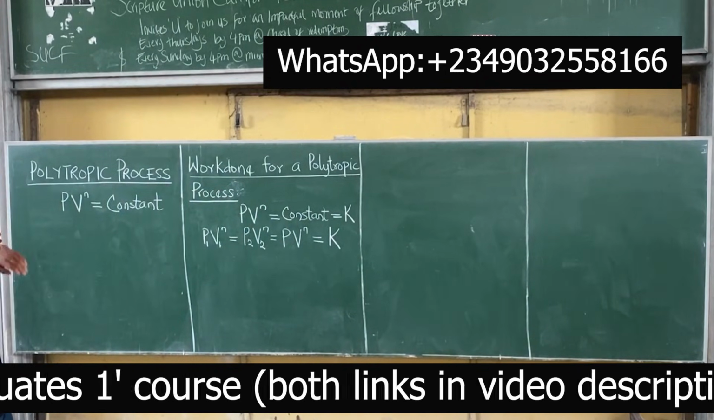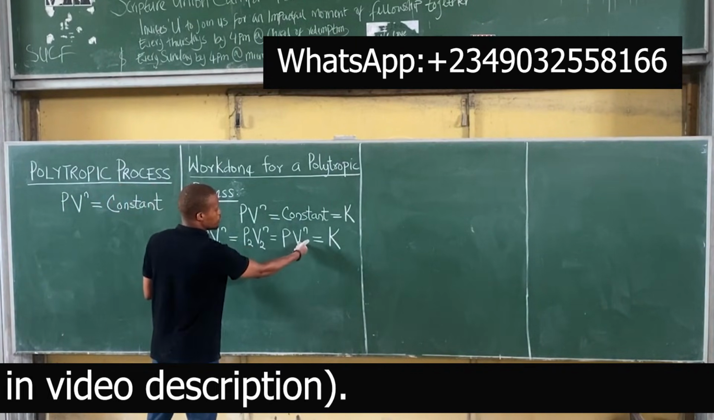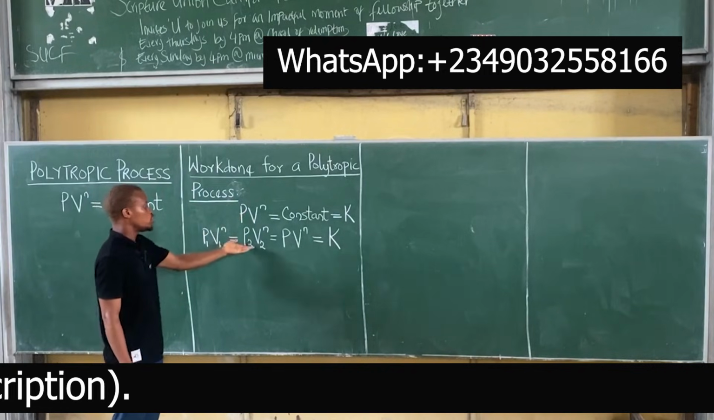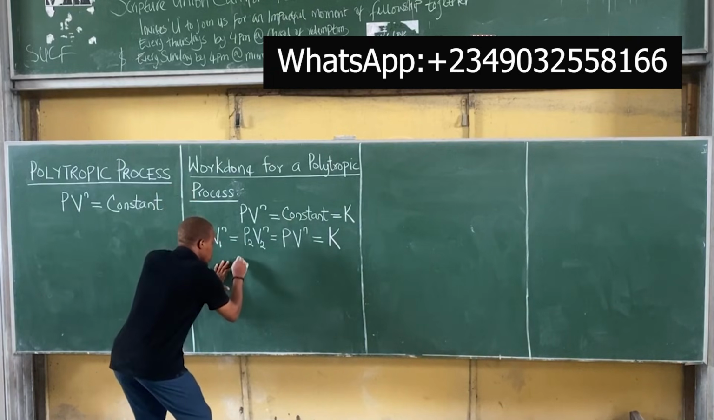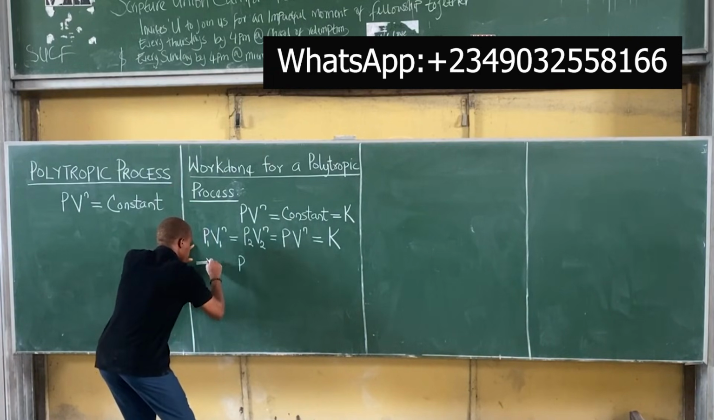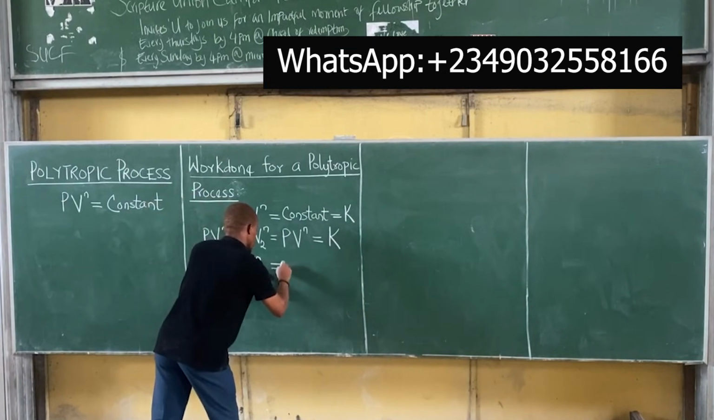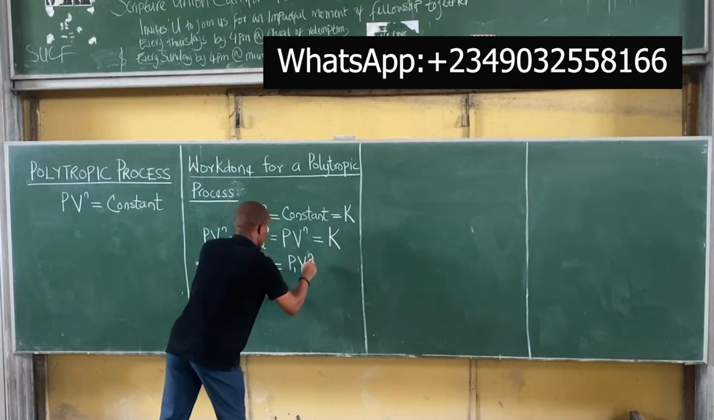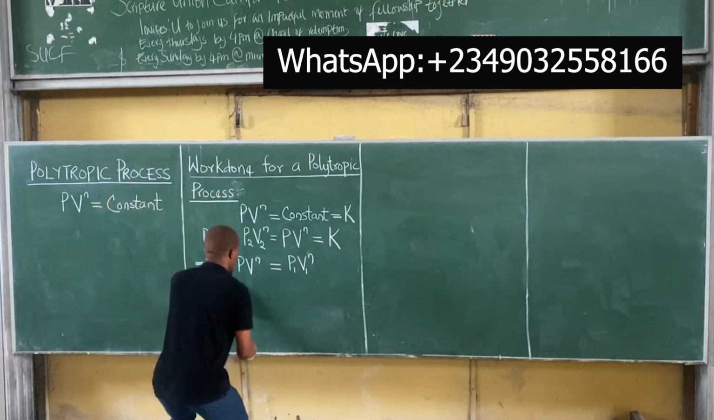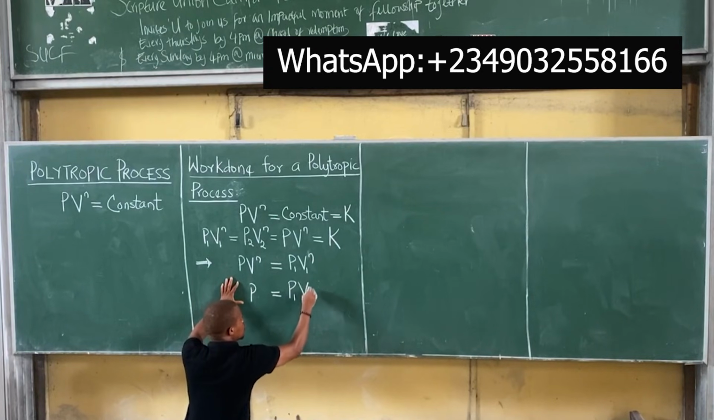Now I can make P my subject of formula from there. Using any of the parameters, I can say P1 V1^n equals PV^n, or P2 V2^n equals PV^n. So let's take this and this. Let's say PV^n equals P1 V1 raised to power n. Then making P subject of formula, we have P equals P1 V1 raised to power n, all divided by V^n.